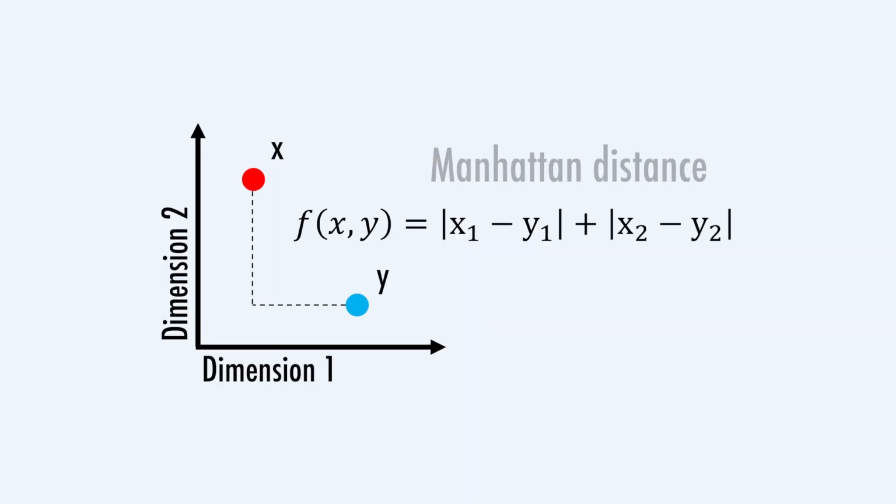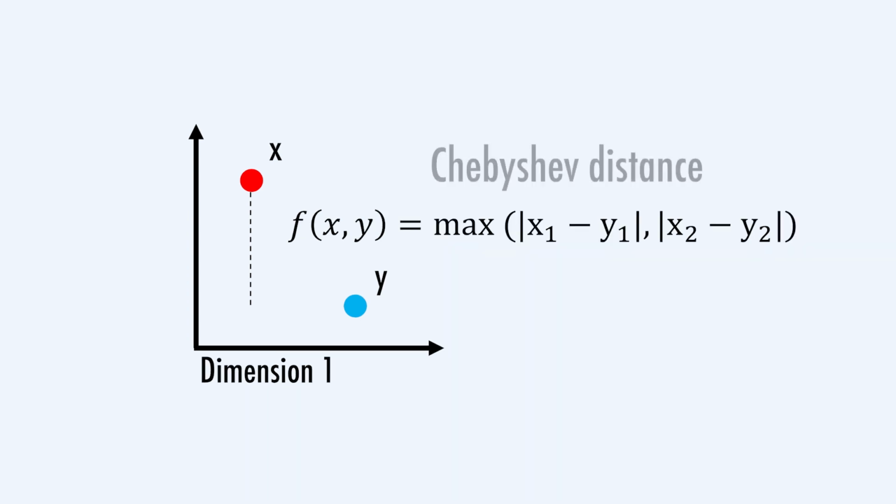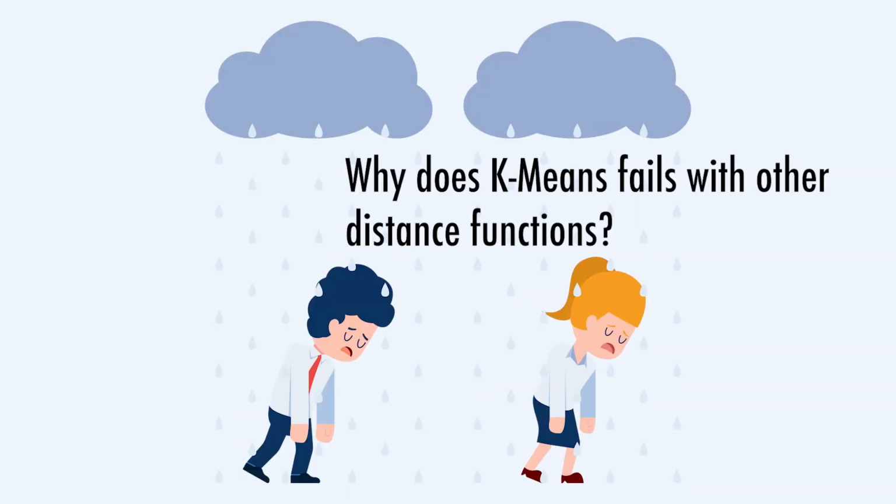We should be careful when trying to minimize arbitrary other distances, which are not equivalent to deviation minimization. Let us try to see why K-means can fail with other distance functions.